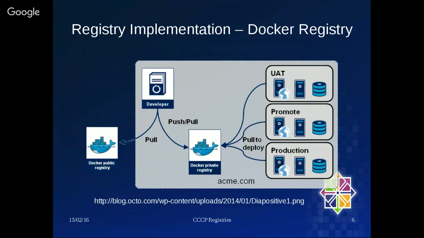So this is a typical scenario where a Docker private registry is implemented. You have your Docker private registry, and then you have your developer. He's going to pull his base image from the public registry, build on top of that, and then push it to your private registry, and that's going to be in multiple locations depending on his requirement.